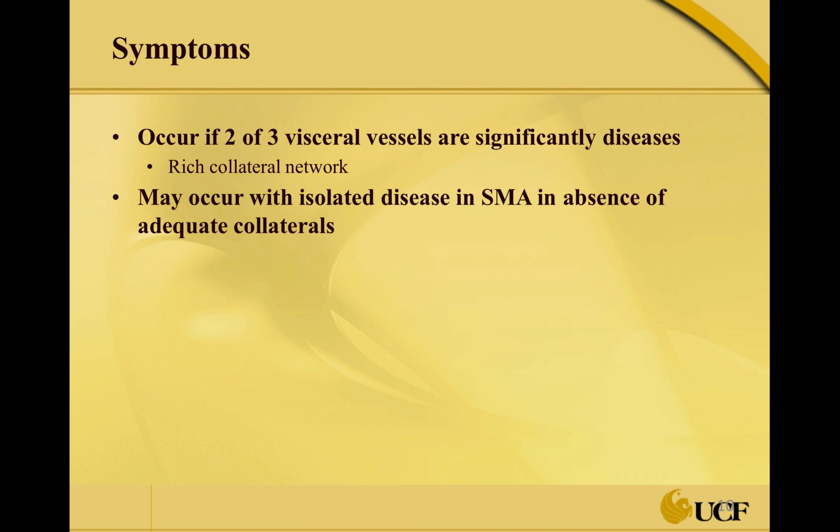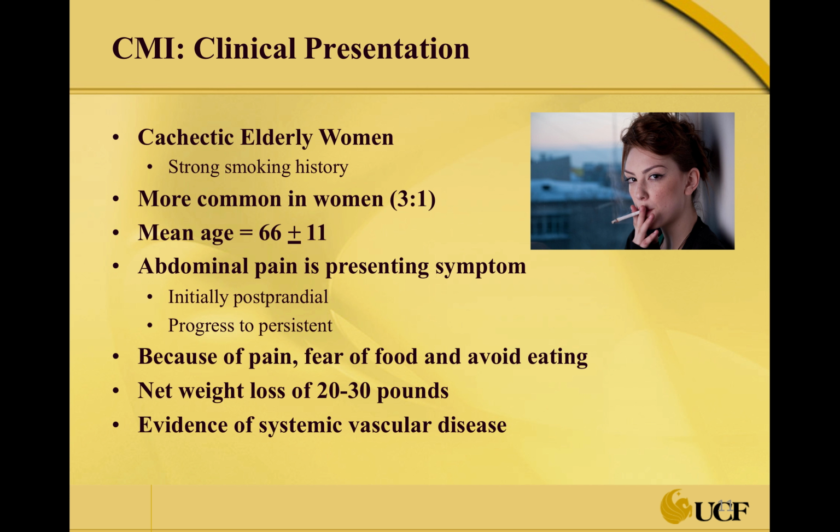So, what are the symptoms? They usually occur if 2 or 3 visceral vessels are significantly diseased. Remember that rich collateral network is precisely in place to prevent the occurrence of this sometimes catastrophic mesenteric ischemia. It may occur with isolated disease, in the absence of adequate collaterals in the superior mesenteric artery.